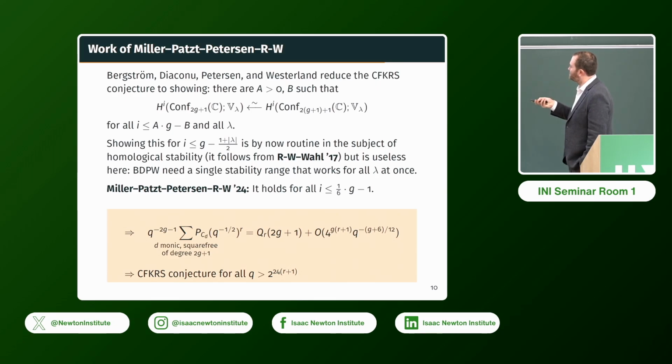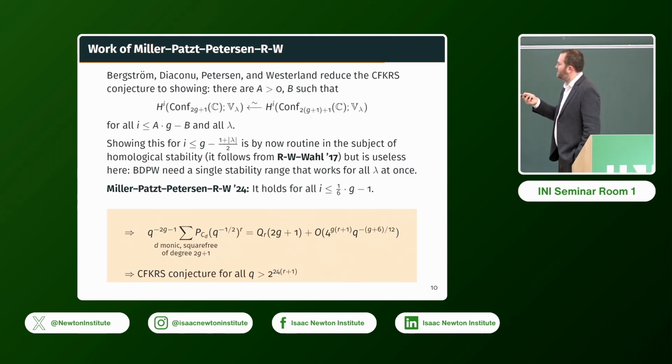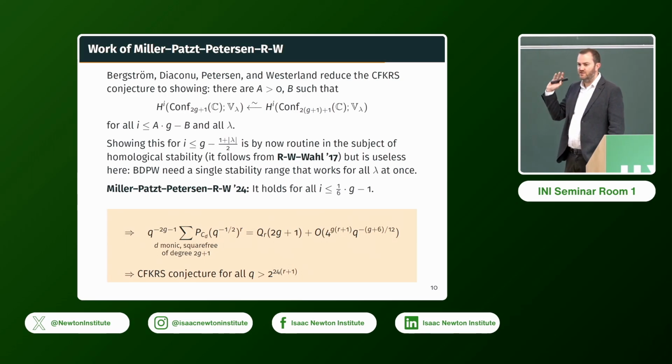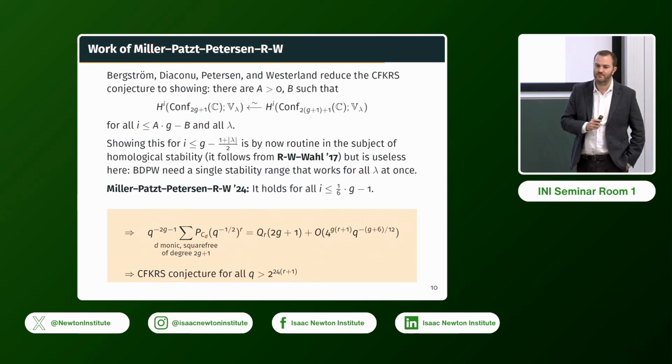And as long as Q is big compared to R, this will be little o of 1 with respect to g. So at this point, I have to emphasize that this does not answer the conjecture as they stated. The conjecture is for all Q and all R.